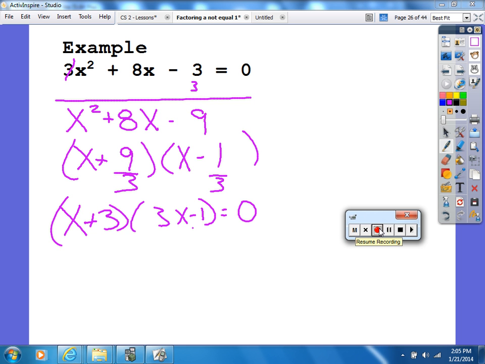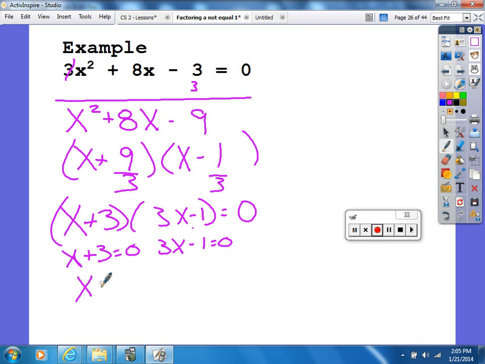So I'm going to go ahead and set these equal to 0. And you should get x plus 3 equals 0, 3x minus 1 equals 0, x equals -3, and x equals 1/3, right? How many of you have that? Okay. So now let's go ahead and graph it.